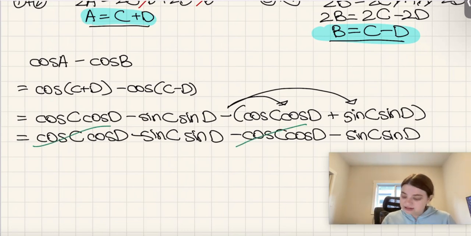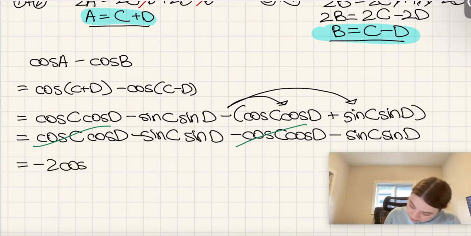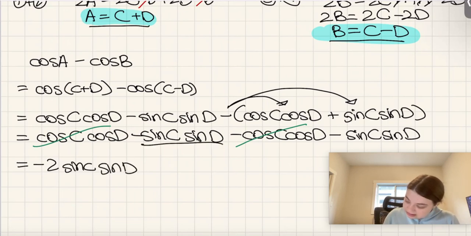These are just opposites, right? The one's positive, one's negative, but otherwise they're the same thing. And so we end up with -2 sine C sine D when we put these together.